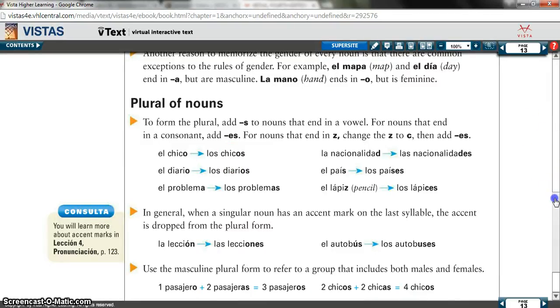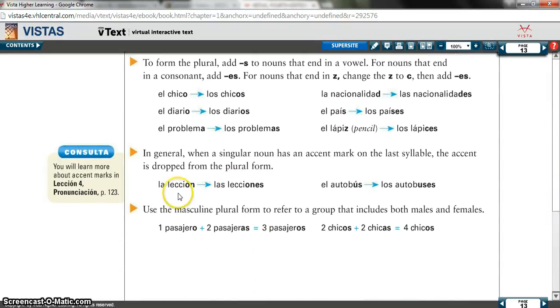They have a quick note here about an accent. If the singular noun has an accent mark and you make it plural, it tends to drop the accent mark. So la lección, that has an accent mark here, when you make it plural, las lecciones, no accent mark. Okay, and then use the masculine plural form to refer to a group that includes both males and females.